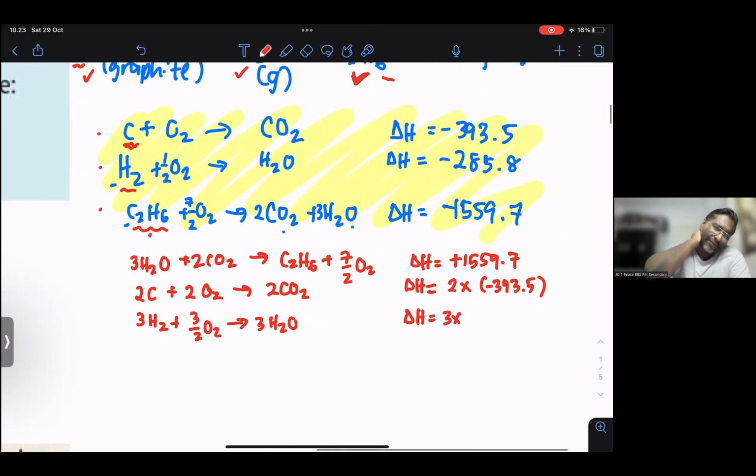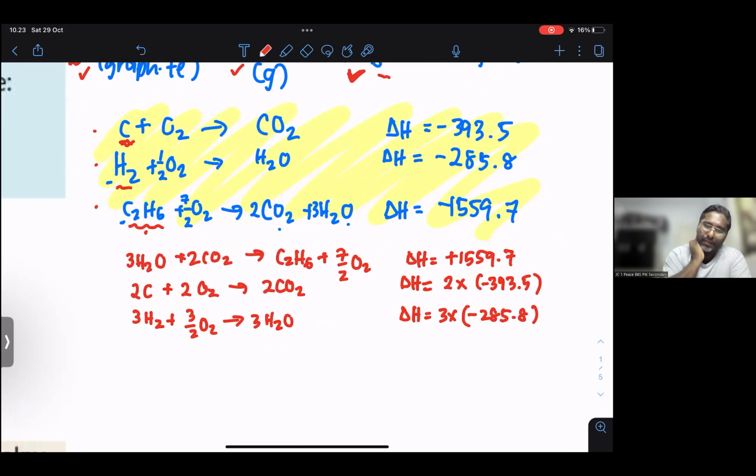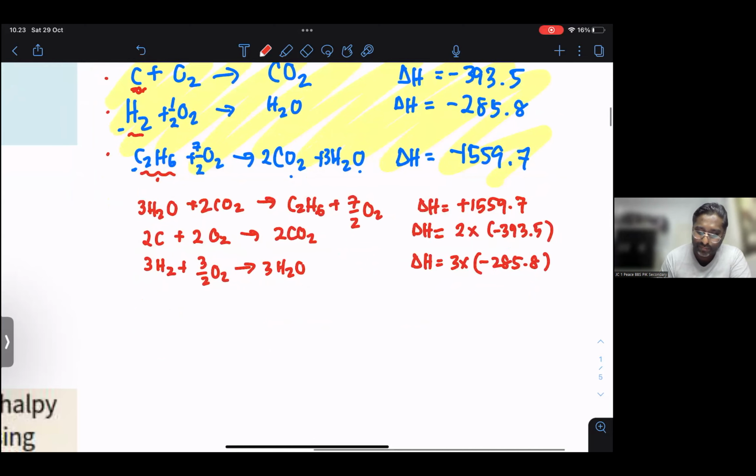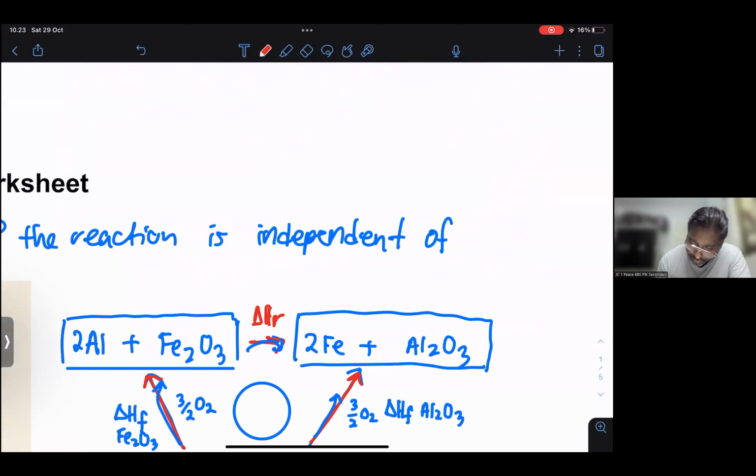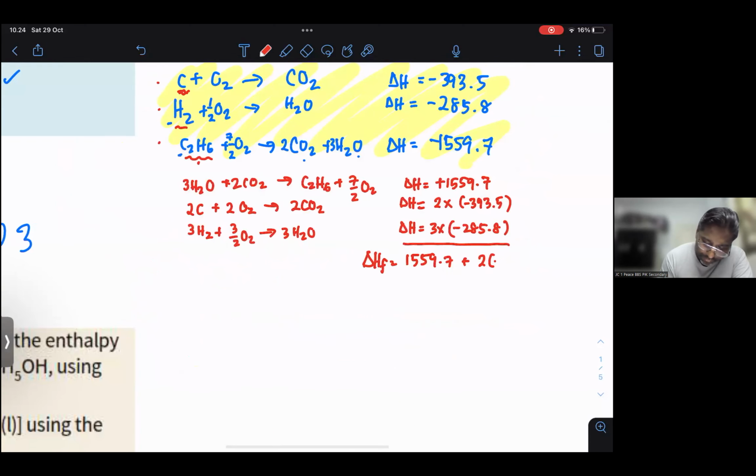Now once you have the equation over there, it is going to be 3 times negative 285.8. So we know that if you just want to find the enthalpy change of formation over here, which is going to correspond to this equation, you just need to add all this. Yeah, the ones that you have done, you just need to add. So the delta Hf is going to be 1559.7 plus 2 times negative 393.5 plus 3 times negative 285.8. Yeah. So that will give you a value. So this value is the answer actually.